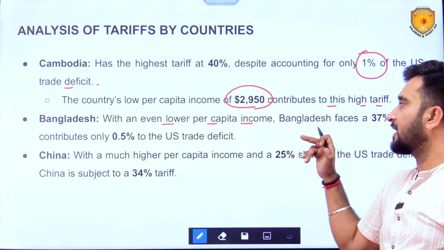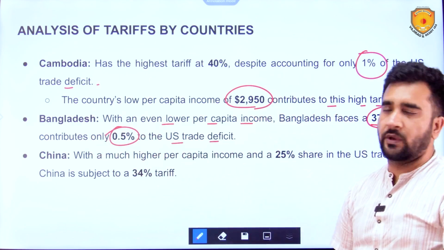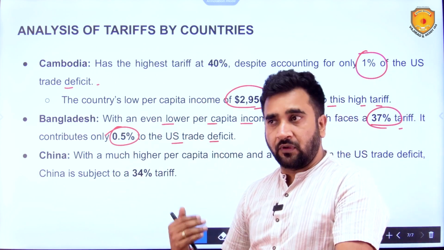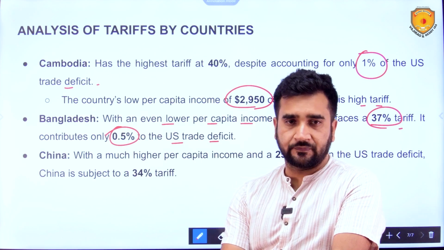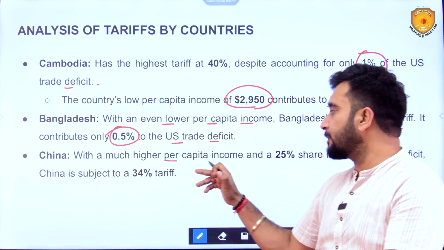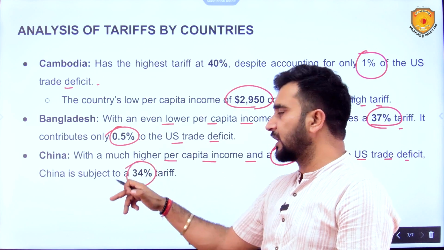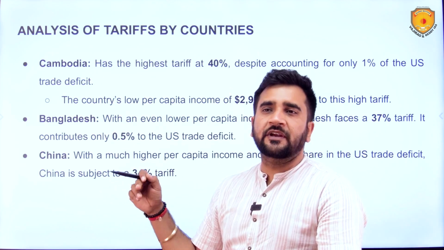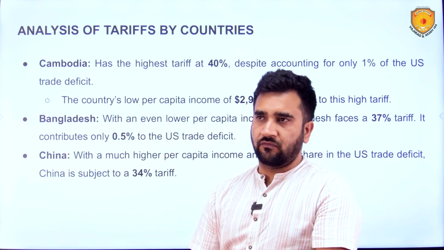Bangladesh, with an even lower per capita income, faces a 37% tariff. It contributes only 0.5% of the US trade deficit. Again, lower per capita income, I would say, compels Bangladesh to impose higher tariffs. So that leads to this situation. China, with a much higher per capita income and a 25% share in the US trade deficit, is subject to a 34% tariff. So that is also a situation. Higher per capita income, but yes, a lot of trade from China is coming into the US. The US is saying, by tariff, I'll impose.